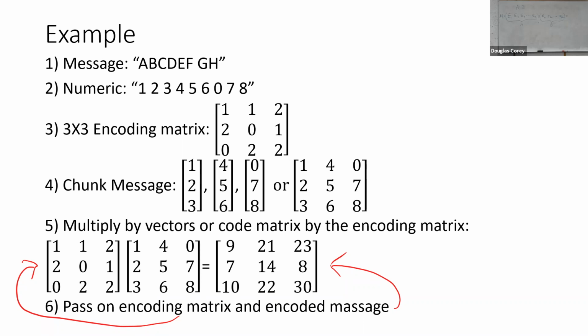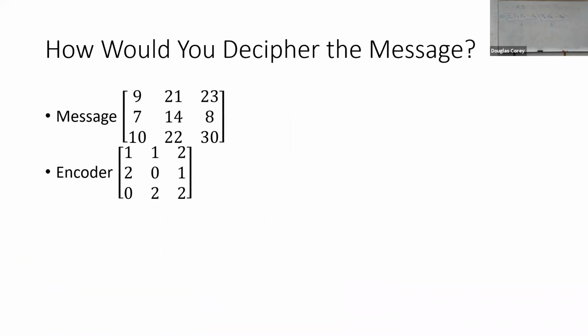All right, nice idea. If you know the encoding matrix, you can find the inverse of that encoding matrix, and you multiply the message they got by the inverse of the encoding matrix, and that will give you back your 1, 2, 3, 4, 5, 6, 0, 7, 8, and then they can turn that back into letters.